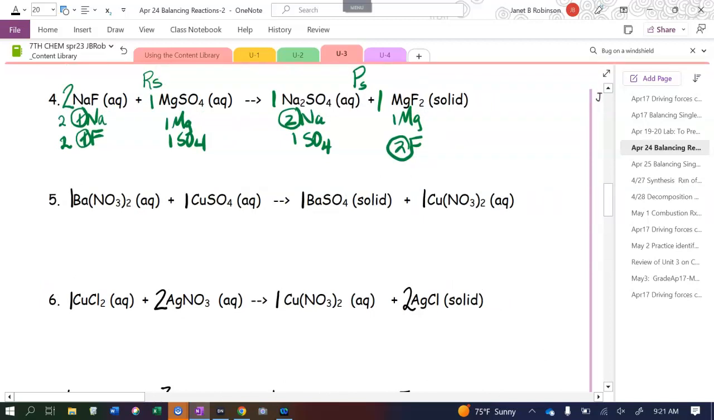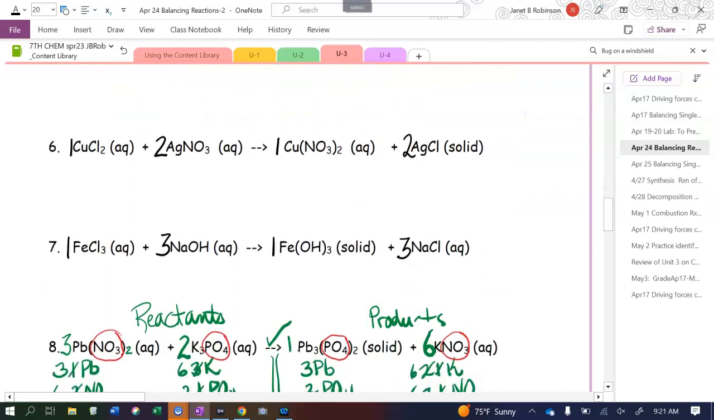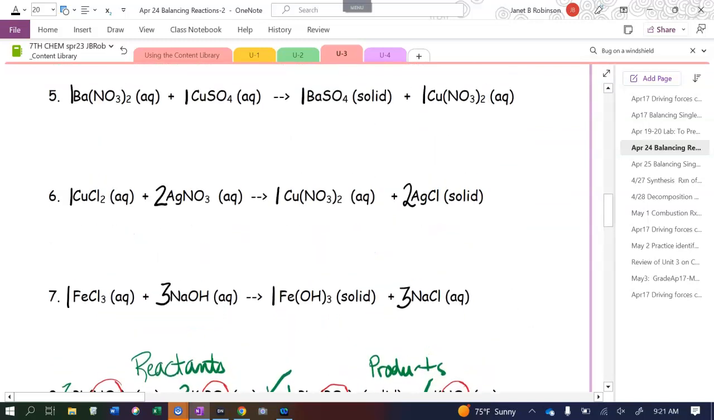So these 5, 6, 7, I simply balanced based on the fact that now I'm counting. See how there's 2 nitrates here? I noticed that, and 2 nitrates here. Then I'm beginning to think this is going to be 1, 1, 1, 1, because there's not a difference in the number of nitrates on either side, and barium has a +2 charge, and so does copper. So that's my indication that probably the coefficients are all 1 in this.